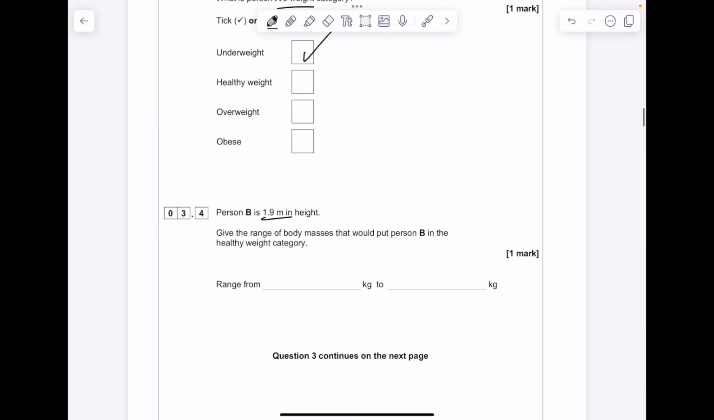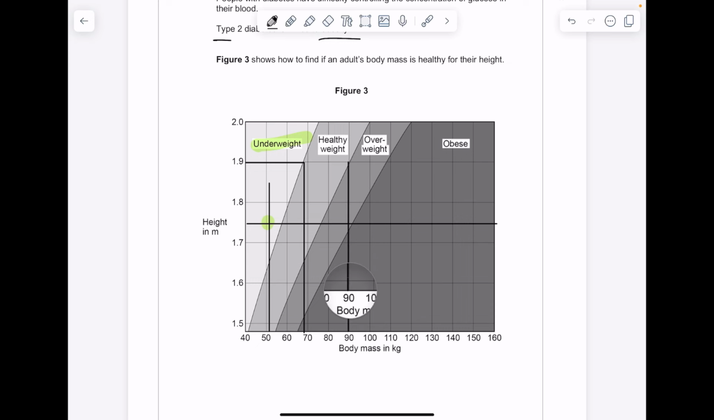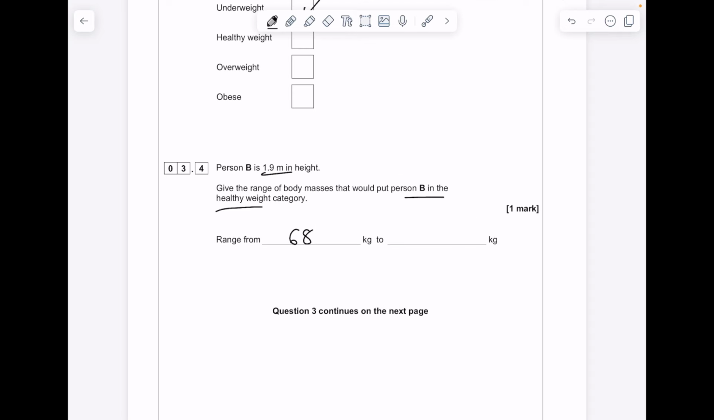Person B is 1.9 meters in height. Give the range of body masses that would put person B in the healthy weight category. We want healthy weight, so we read down, use your ruler in the exam. Read down again. So I'd say between 68 and 90 kilograms.